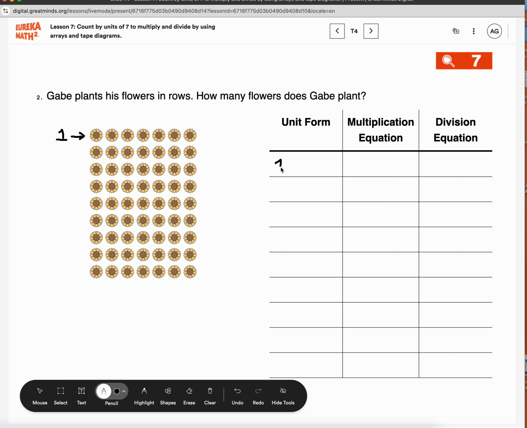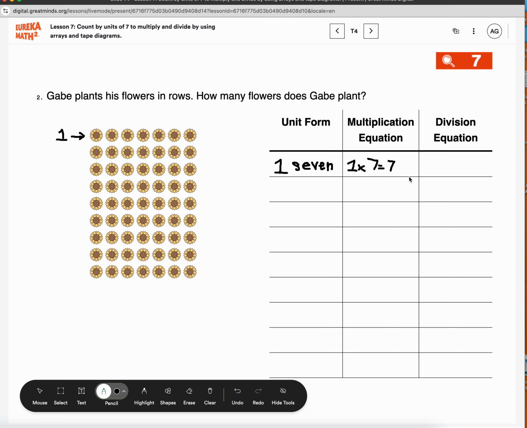So I have 1, 7. That's a bit hard on my mouse, but I'm doing my best here. I've got 1, 7. So to turn this into a multiplication equation, I'm going to take my 1 times 7, and that is equal to 7.